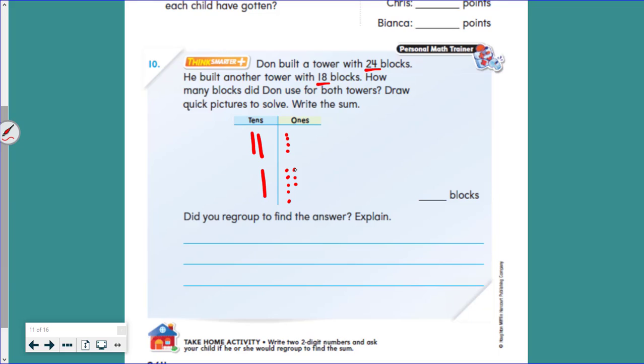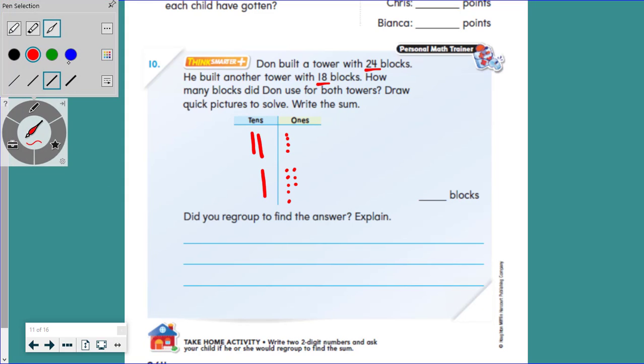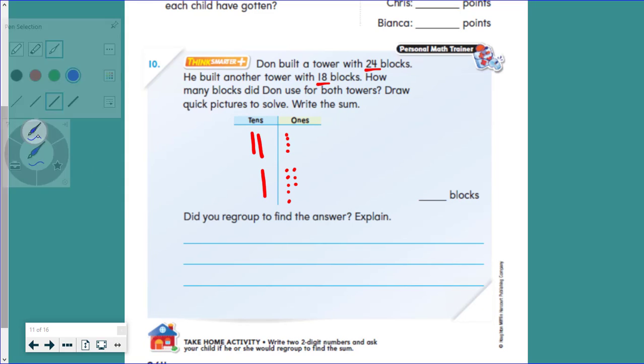Okay, now pause your video and see if you can solve it. I will tell you, you're going to regroup. I'll give you a hint. You're going to regroup. All right, did you get it? Let's find out. Let's check our answer. Let's see. Change my color back.